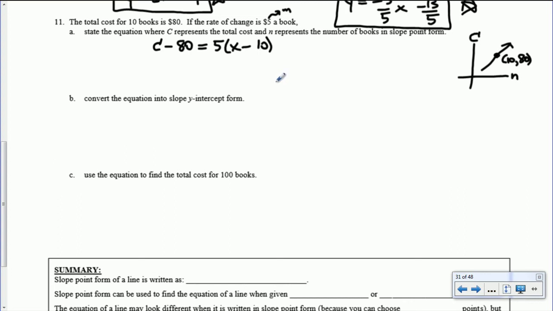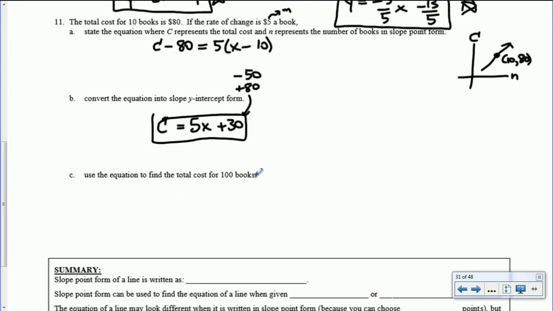Convert to slope y-intercept form. Maybe leave it to you, it's fairly simple, right? Distribute the 5 into each. C equals 5x plus 30. The 30 comes from negative 50 plus 80. That gets you there. 5x plus 30. There we go.